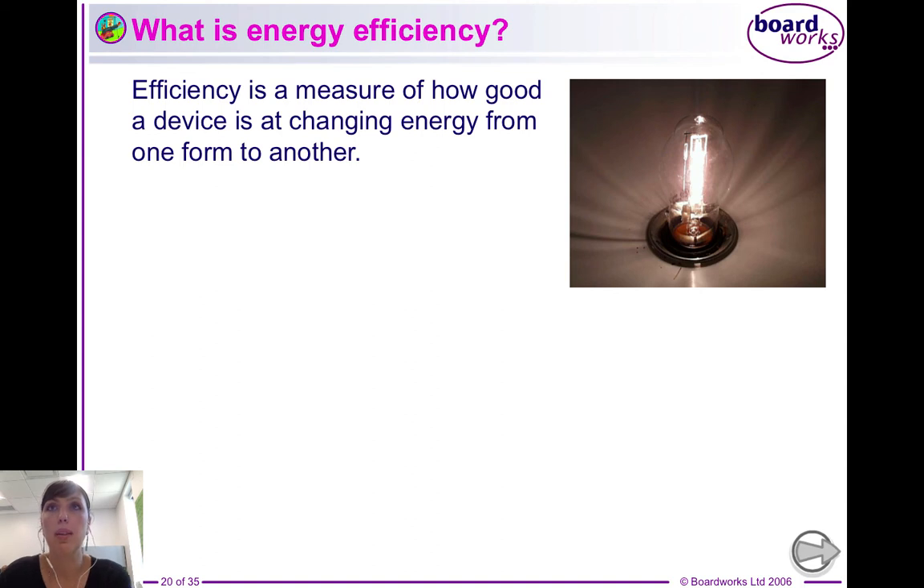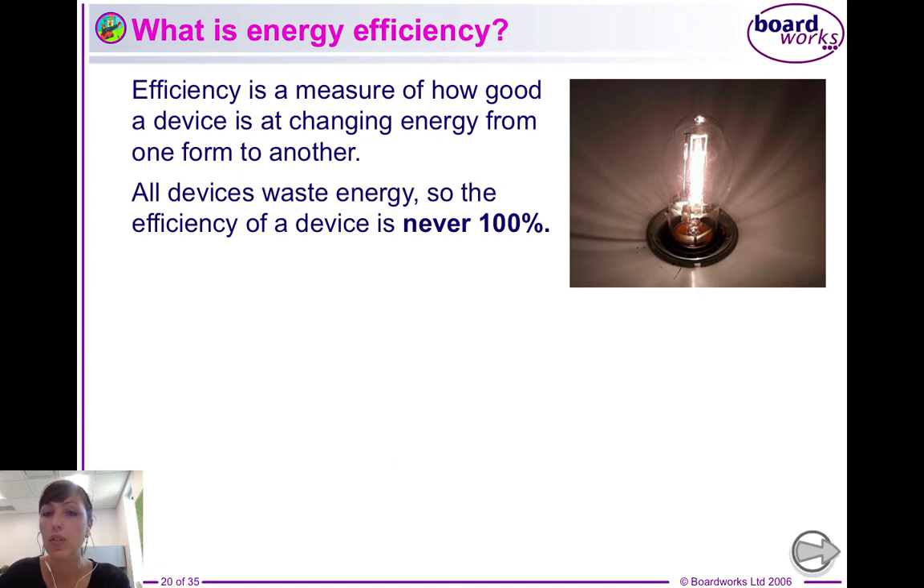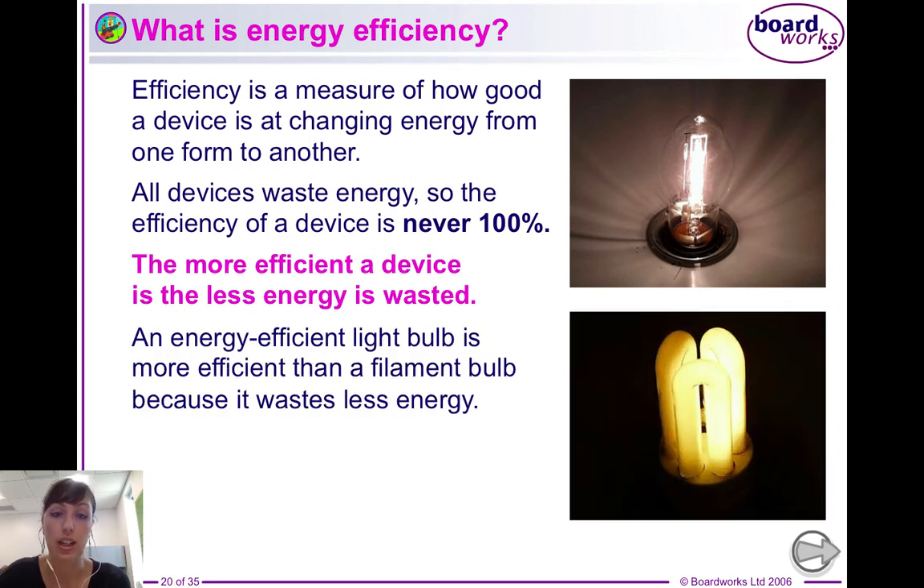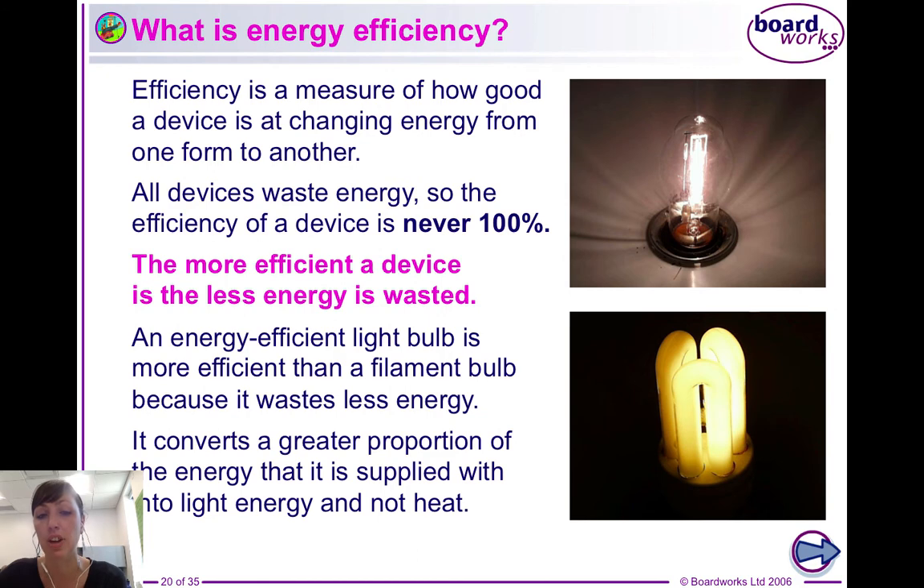Okay, and this is a good segue into talking about energy efficiency. Efficiency is a measure of how good a device is at changing energy from one form to another. All devices waste energy. The efficiency of a device is never 100%. However, the more efficient a device is, the less energy it will waste. So an energy efficient light bulb is more efficient than a filament light bulb, which we saw in the Sankey diagram. It wastes less energy, and it converts a greater proportion of the energy it is supplied with into light and not heat.